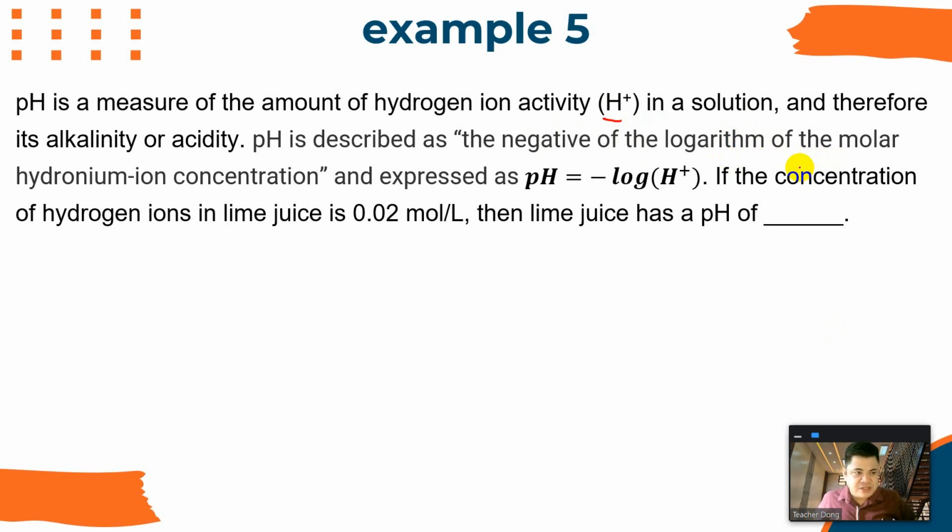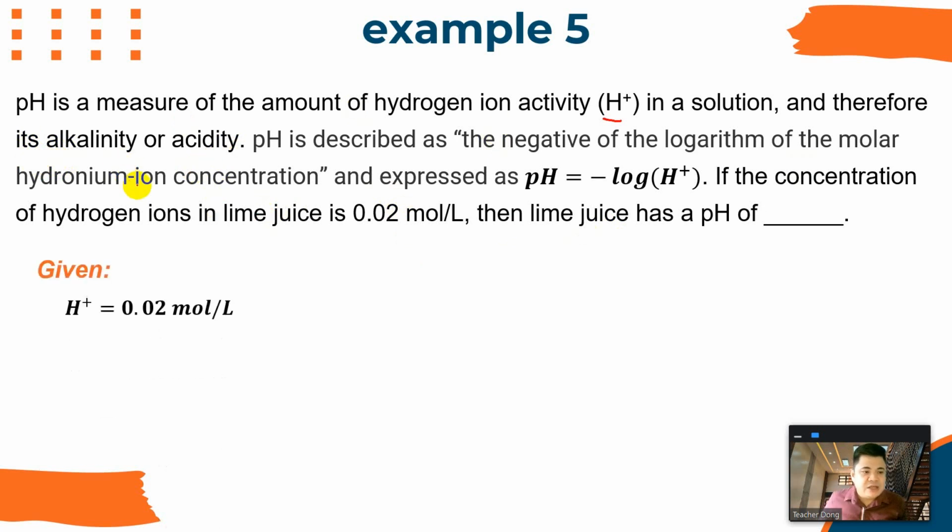And then if the concentration of hydrogen ions in lime juice is 0.02 moles per liter, then the lime juice has a pH of what? So we are solving for the pH of lime juice. And then just remember, when we are talking about pH, we are also talking about the alkalinity and acidity of a specific solution.